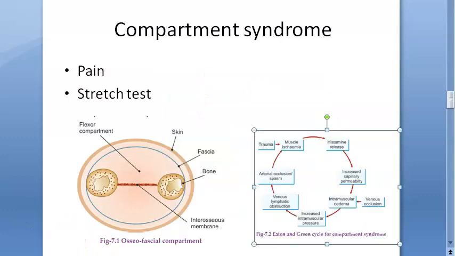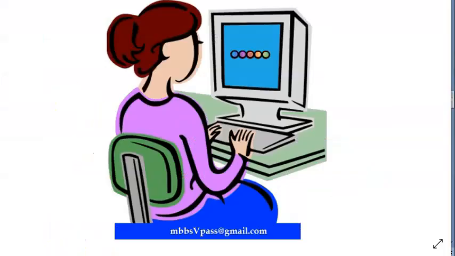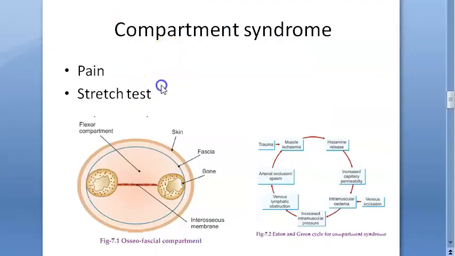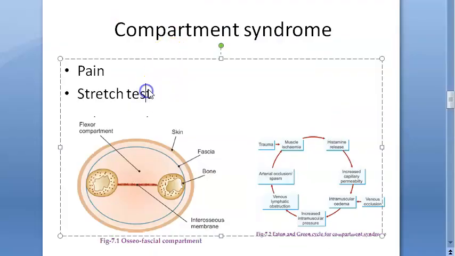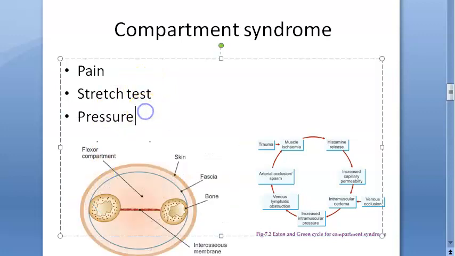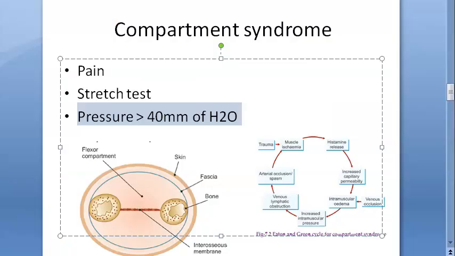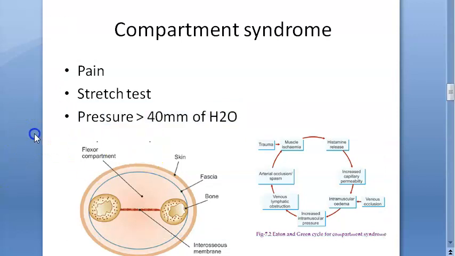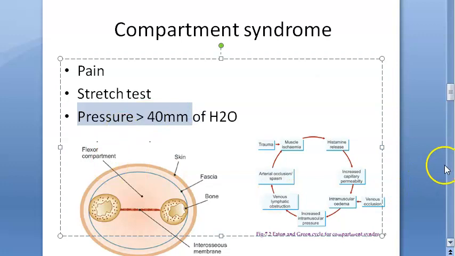So did you understand? So you should talk about pressure, guys. What is the pressure in compartment syndrome? It is greater than 40. Pressure is greater than 40 millimeter of water. So this will indicate that there is compartment syndrome. Pulse may be palpable, guys. Don't get confused with that. Pulse may be there, but you should be very careful about the increase in pressure.